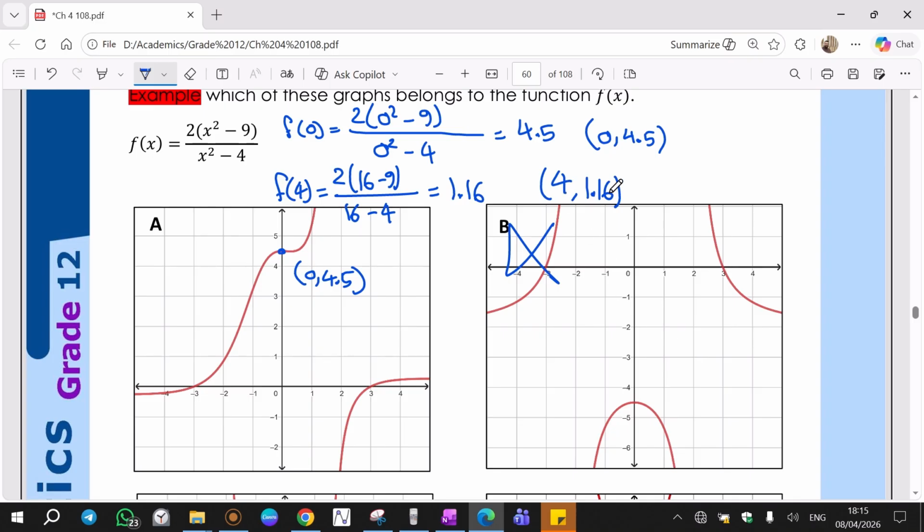The point 4 and 1.16 is not here. This point is less than 1. This dashed line is on 1. See, this point is below 1. Since it's below 1, it's less than 1, while I need something more than 1. 1.16 is around here. It's more than 1, less than 2. So option A is out.